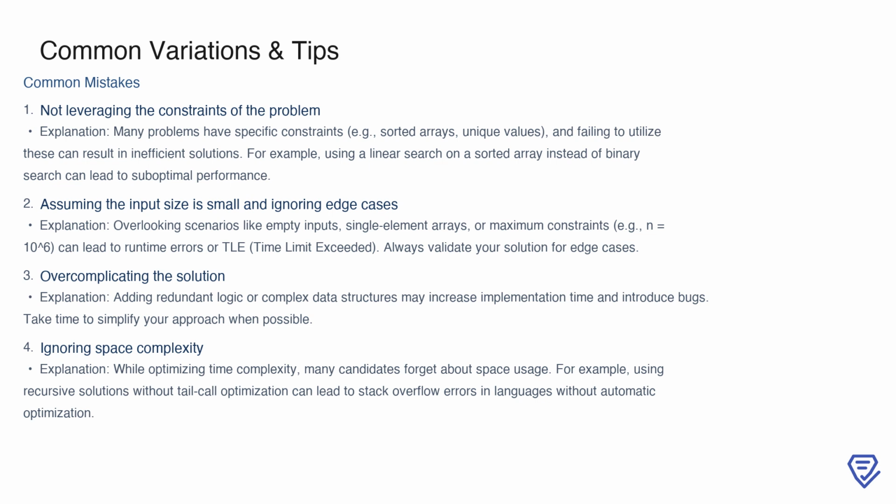Another mistake is overcomplicating your solution. Adding unnecessary logic or overly complex data structures not only increases the chances of bugs but also makes your code harder to debug and maintain. Finally, while optimizing time complexity, don't forget about space complexity. Recursive solutions, for example, can cause stack overflow errors in some languages unless tail call optimization is applied. Always aim for a balanced approach between time and space efficiency.